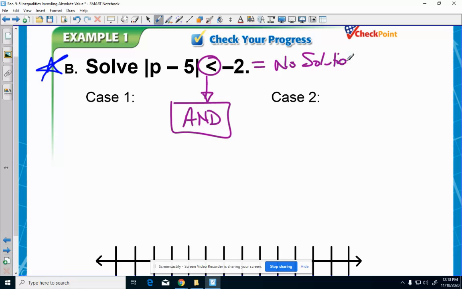Now, most of us, unfortunately, aren't in the game of thinking ahead of ourselves, right? We're typically just moving along, trying to complete something, hoping we're doing it right. Now, if I recognize that this inequality sign says and, I should expect my answers to come together. But if I write this out, case number 1 says p minus 5 is greater than -2. That's option 1.